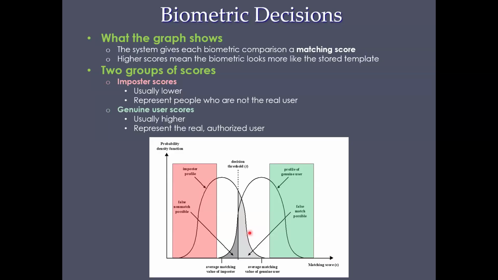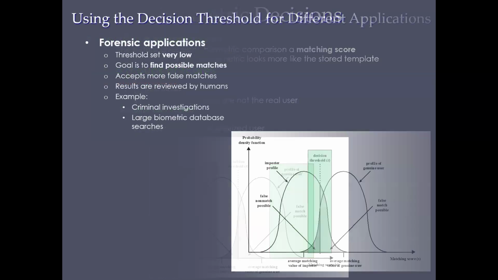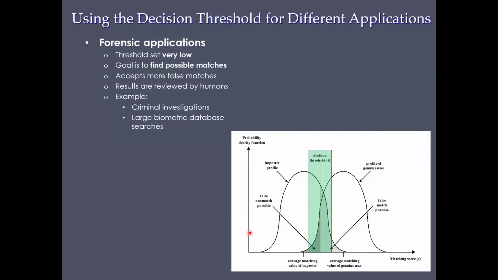So the idea is that the threshold is decided based on a given organization, on what we want to achieve. For example, the threshold that we have in green here is for a forensic application, where we want to set the threshold to be very low. We want to find all possible matches, so we accept more false matches. Those results are obviously viewed by humans. So this is a pro for criminal investigation or large biometric database searches.